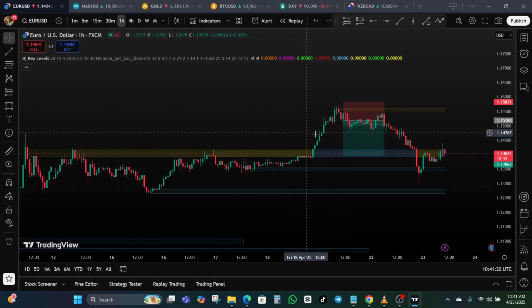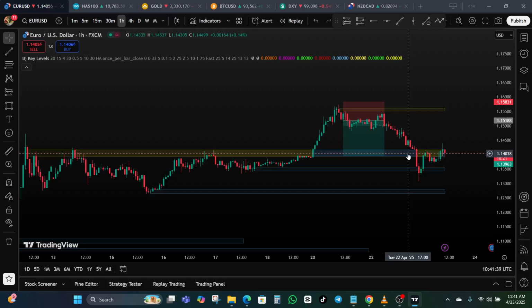So the next support zone can be your take profit for that sell trade. All right, so this is clean, structured, no guesswork. It's a straightforward strategy with a straightforward indicator.